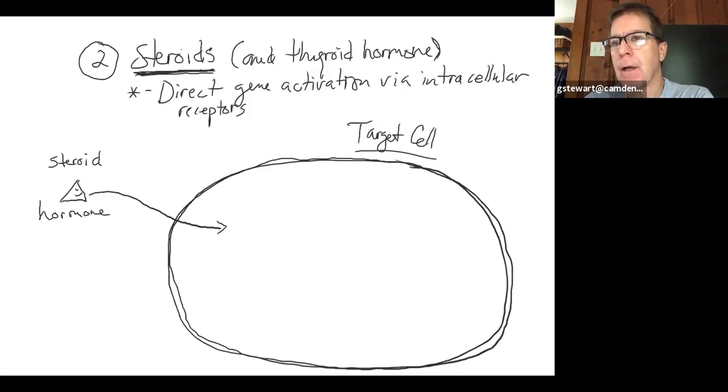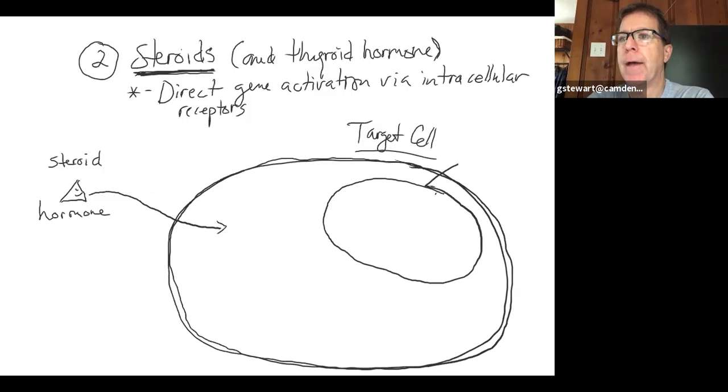Now, in this target cell, because all of our cells have a nucleus, I'm going to draw a nucleus, a really big one, and I'll label that. There's our nucleus of the target cell. Once this steroid enters the target cell, and it does so directly, right through the plasma membrane, it can bind to a cytoplasmic receptor inside of the cell. So I'm going to label this.